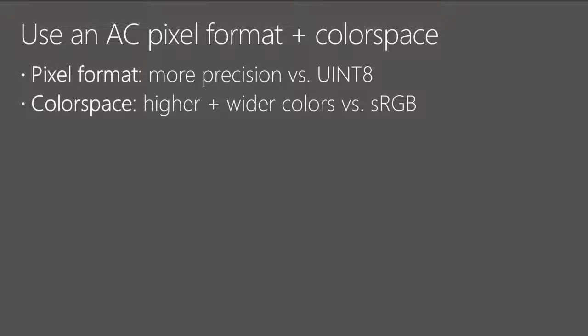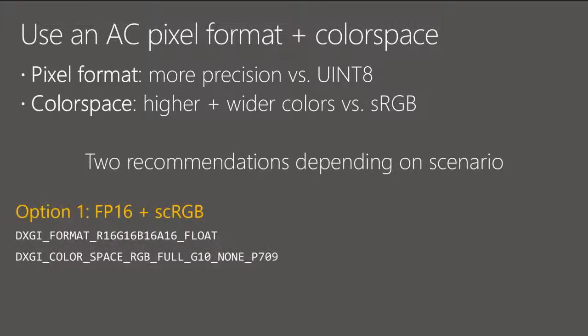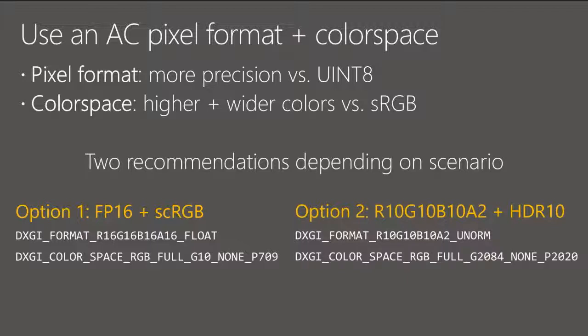All right, our first recommendation. Use an advanced color pixel format and color space. In short, if you're used to using BGRA8 and sRGB for your standard dynamic range content, this just doesn't provide enough precision or range to accurately represent advanced color content. Instead, depending on your scenario, we recommend one of two options. First is half precision floating point and the sCRGB color space. And second is UINT 10-10-10-2 plus the HDR10 color space. And below are our typically wonderful and verbose DXGI enum values.